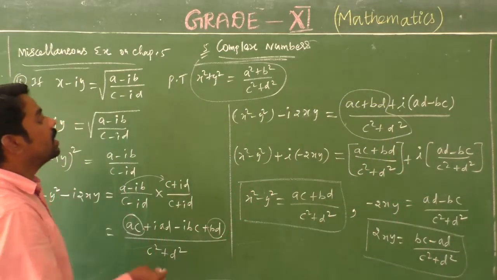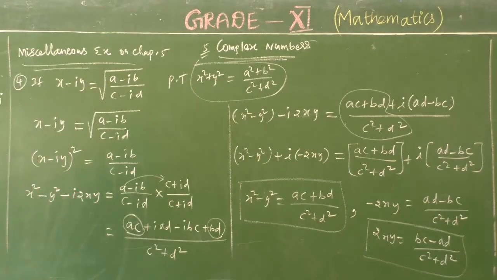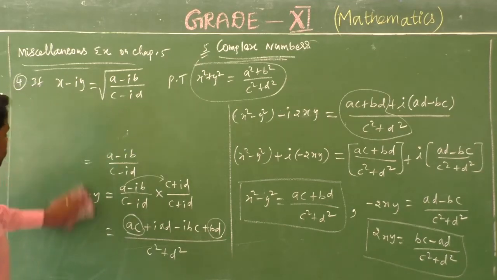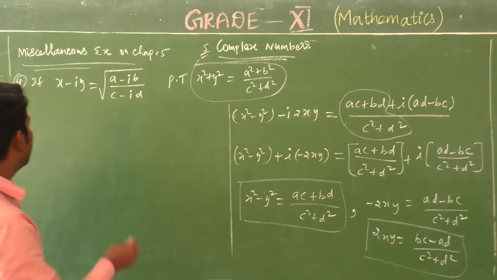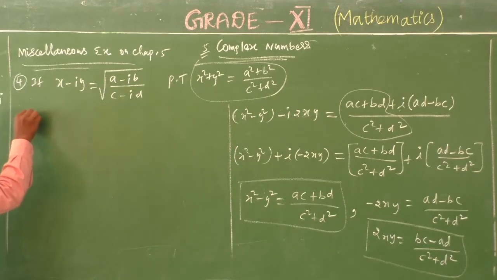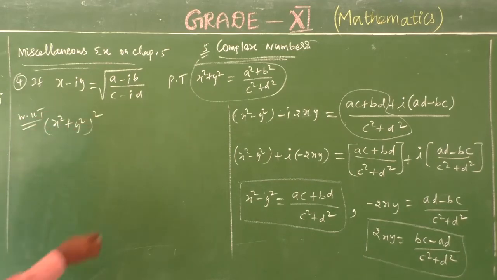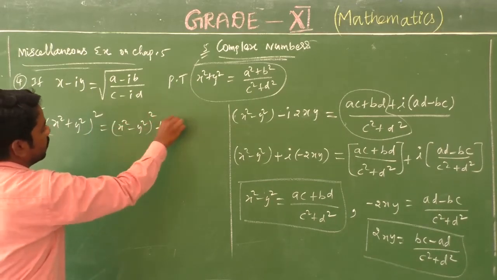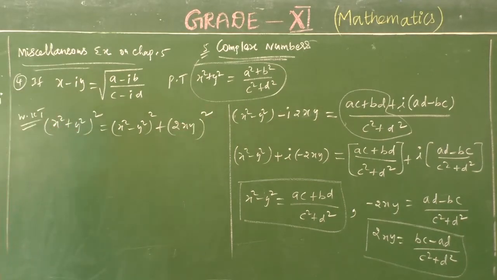But we need x square plus y square. You know, x square plus y square is equal to, using an algebraic formula, x square plus y square the whole square is equal to x square minus y square the whole square plus 2xy the whole square.